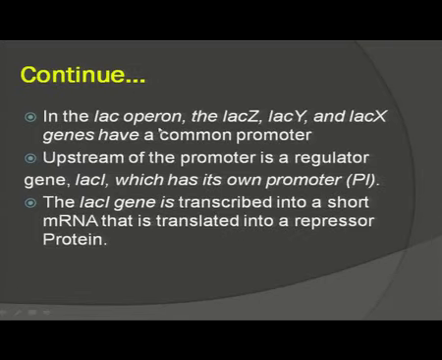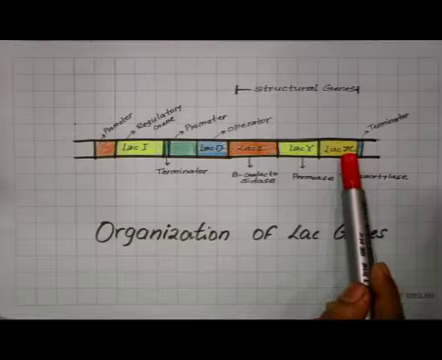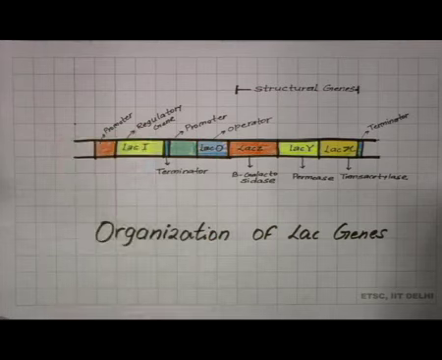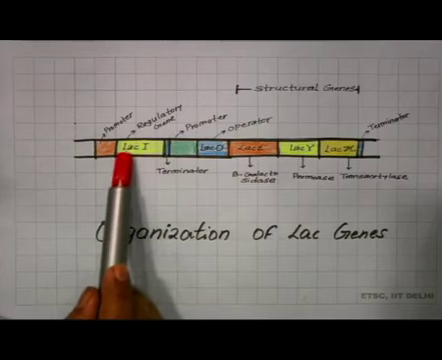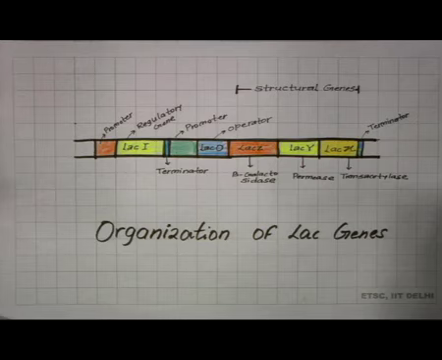In the lac Operon, the lac Z, lac Y and lac X genes have a common promoter. This you have seen in the diagram. Upstream of the promoter is a regulator gene, lac I. You can see it is the regulator gene lac I upstream to this promoter.